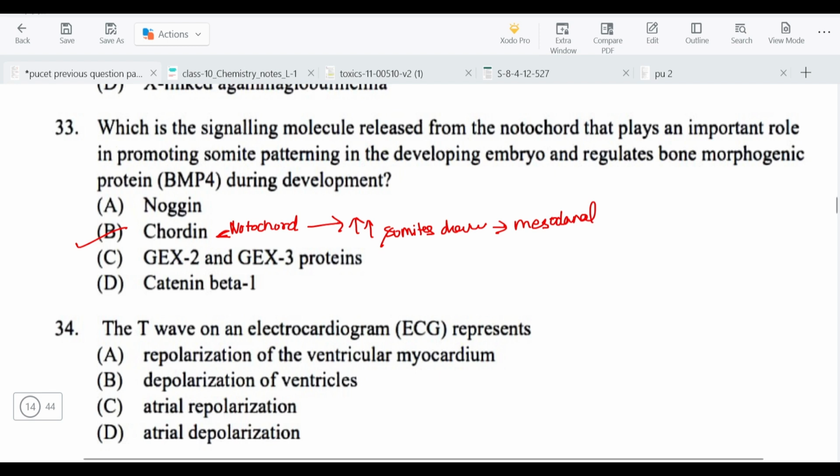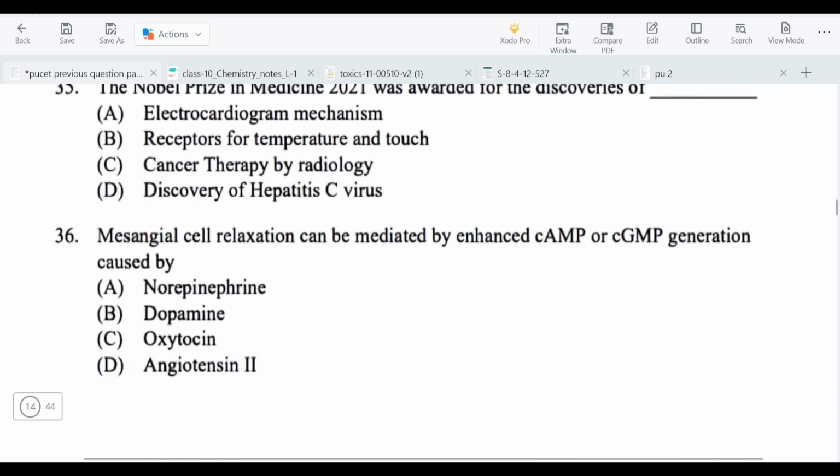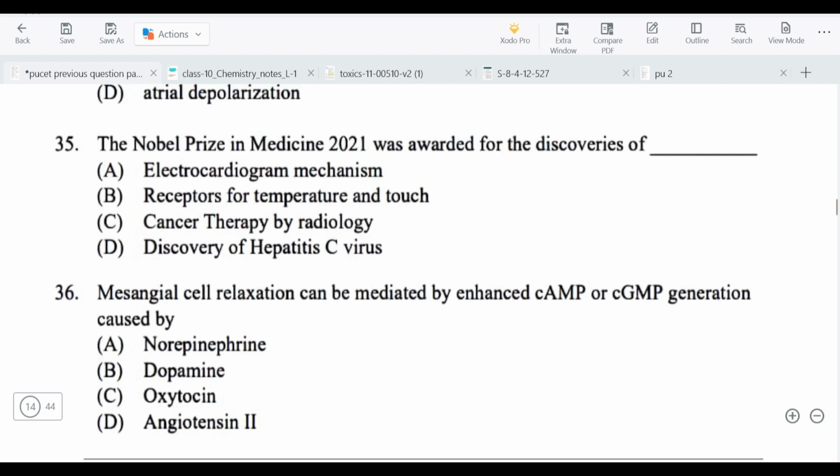Next question, the T wave on ECG represents, the answer is repolarization of ventricular myocardium, right? Next question, the Nobel Prize in Medicine 2021 was awarded for the discovery of, the answer is receptors for temperature and touch, right? They were called TRP and piezo receptors. These names were given to these receptors by the Nobel laureates.